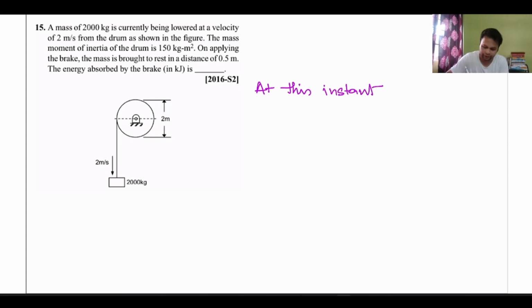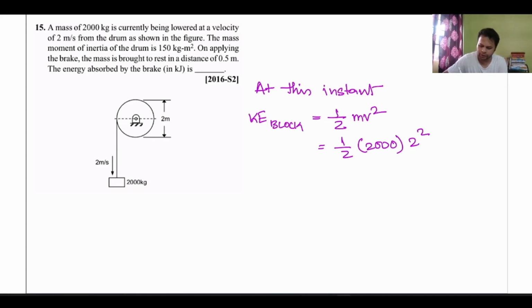At this instant, kinetic energy of the block is equal to half mv square. Half mv square is equal to, mass is 2000 and velocity is 2 meter per second, so 2 squared is 4. The half and 2 cancel, so 4, that is 4 kilojoule. I can directly write 4 kilojoule.